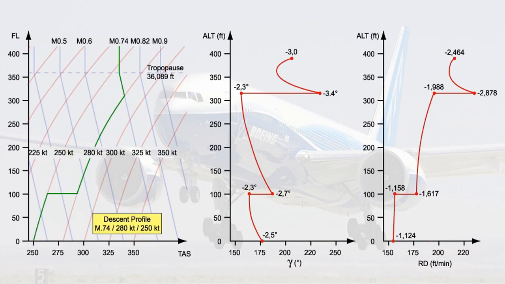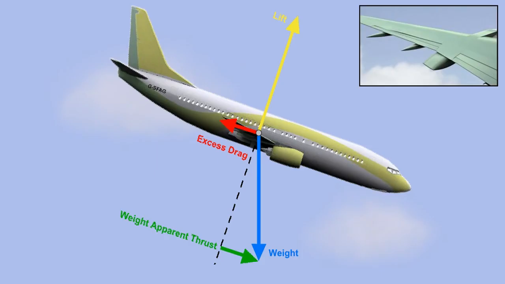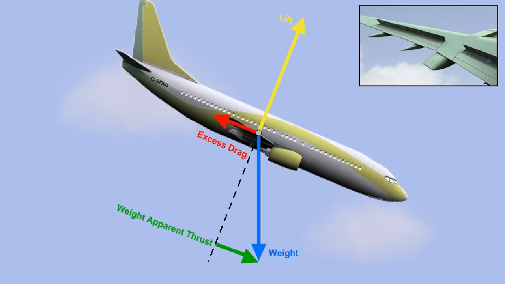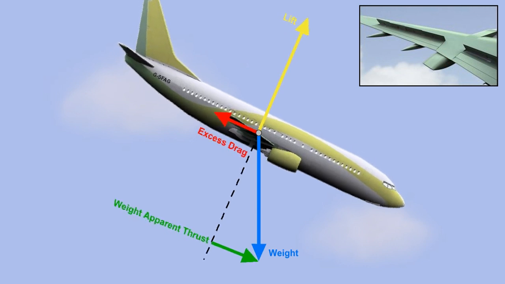Shown on screen are the characteristics of that descent, so you can see what happens to the gradient and rate of descent throughout the descent profile. If at any point air traffic control asks the pilot to expedite the descent, then the only action taken by the pilots would be to deploy the speed brakes. This increases the drag, which must be balanced by more weight apparent thrust. Therefore, the nose is lowered, which increases both the angle and rate of descent as per the instruction of air traffic control. The next descent to consider is the descent characteristic following either depressurization or engine failure.